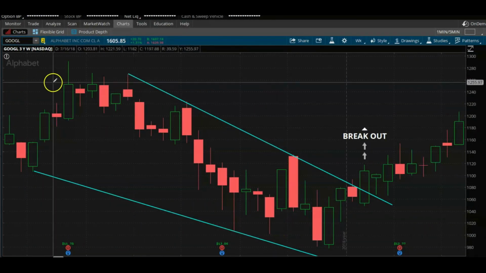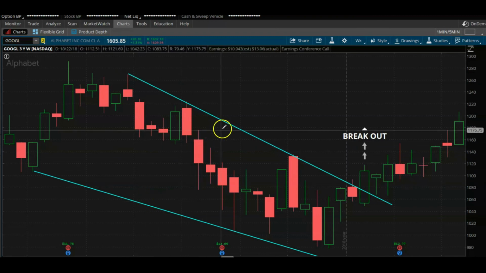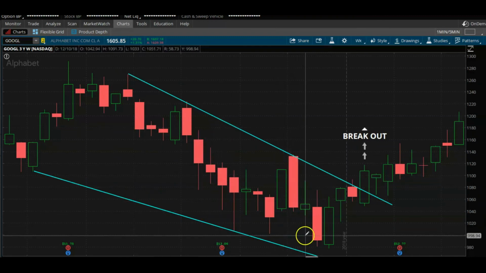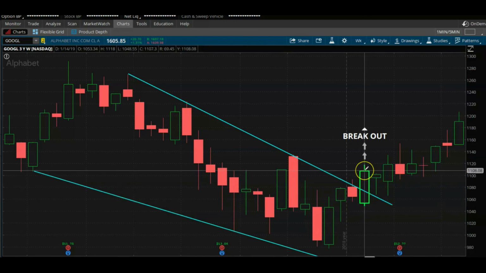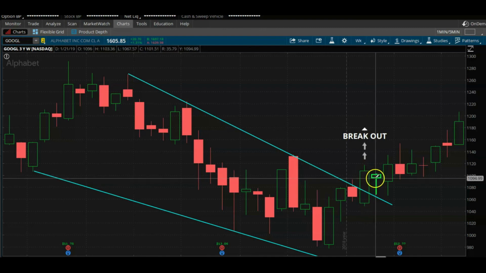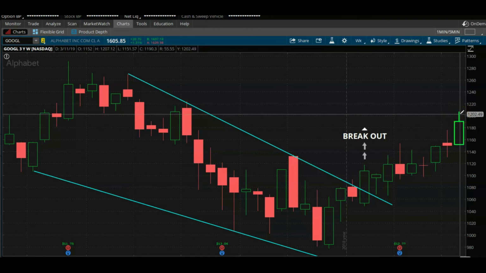So here we have a good example of a breakout where price action is oscillating between these two trend lines, and then we have this one candlestick that breaks out and closes above the trend line, and you can see what happens from then on. Price action continued up.